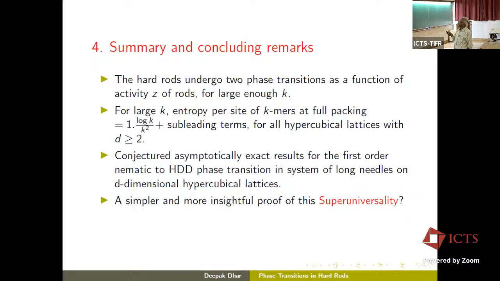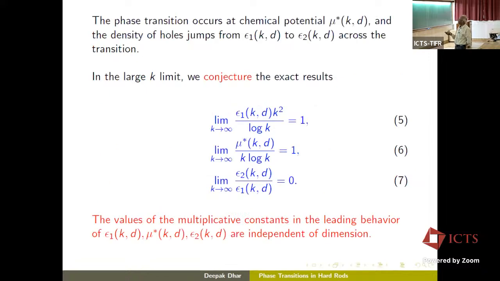Okay, so the hard rod problem undergoes two phase transitions as a function of activity Z of rods. For large K, the entropy per site at full packing goes like 1 into log K by K squared plus subleading terms. Conjectured asymptotically exact results for the first order nematic to HDD transition in the system of long rods. And the most interesting: so these are the results. The epsilon 1 has this behavior for large K, mu star has this behavior, epsilon 2 has this behavior. And the interesting point is that all these are independent of dimension.